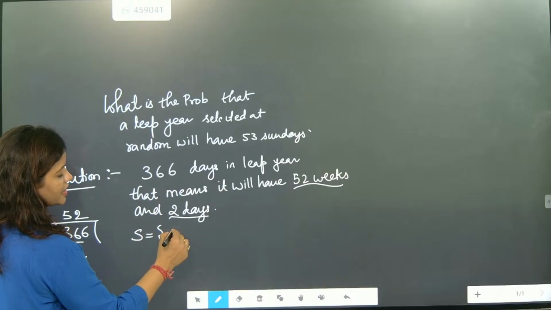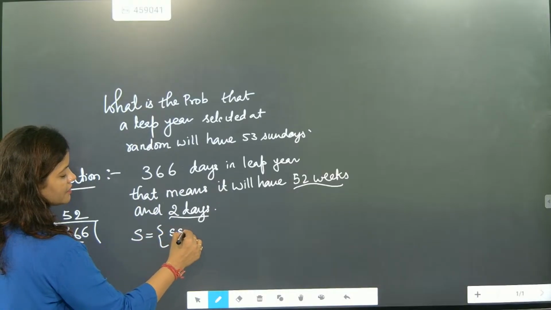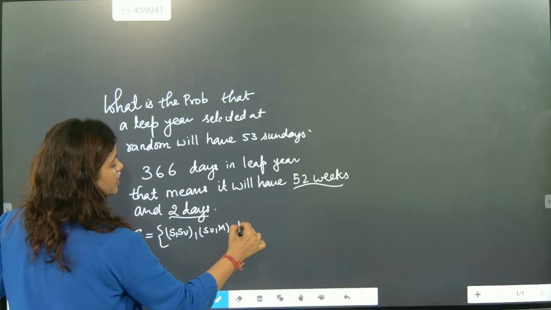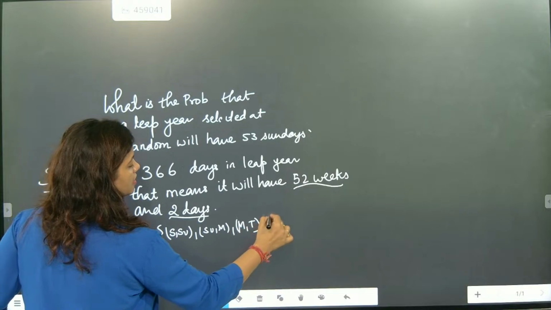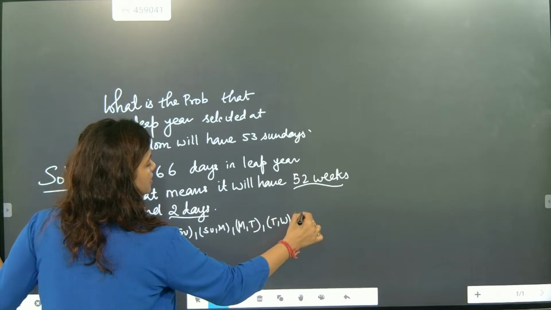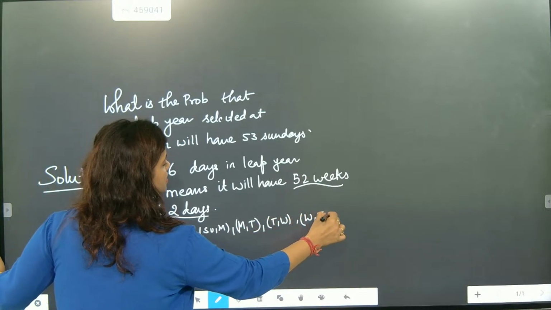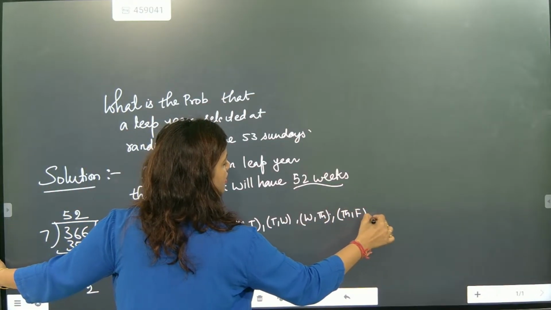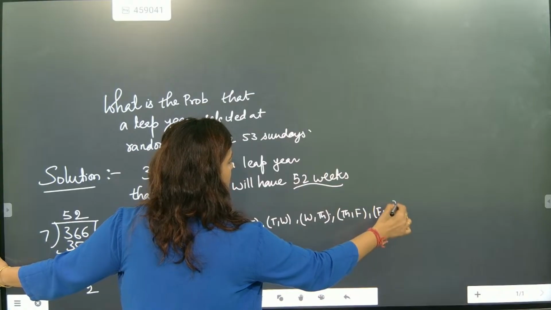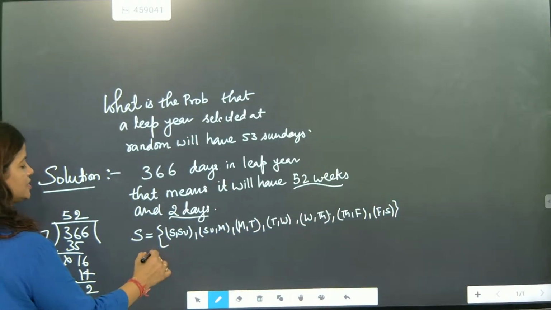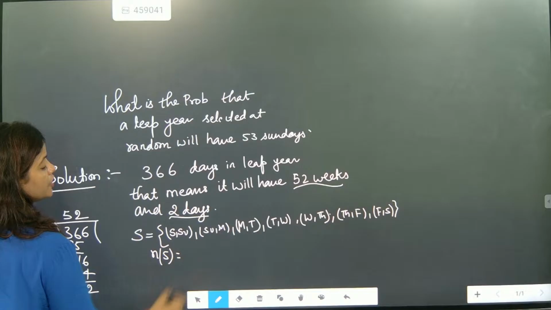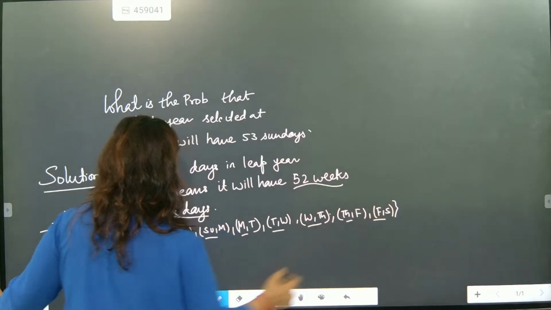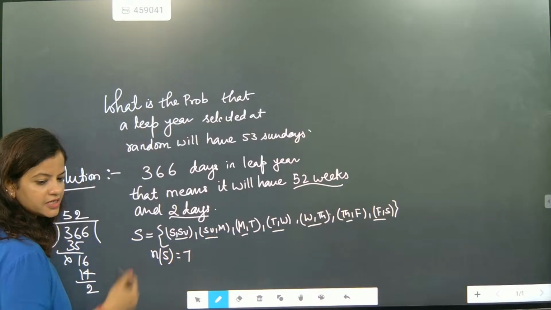Sample space says that it can be Saturday, Sunday. It can be Sunday, Monday. It can be Monday, Tuesday. It can be Tuesday, Wednesday. It can be Wednesday, Thursday. It can be Thursday, Friday. It can be Friday, Saturday. Okay beta, like this. So the total sample space is coming as 1, 2, 3, 4, 5, 6, 7. So your total sample space is 7.